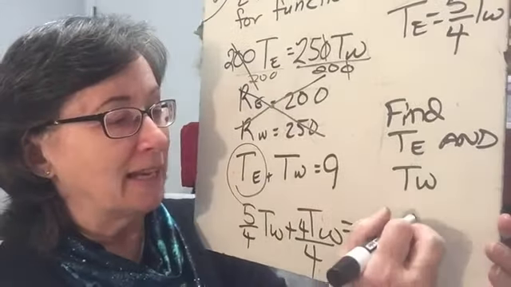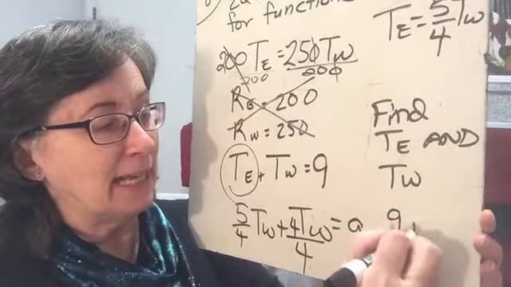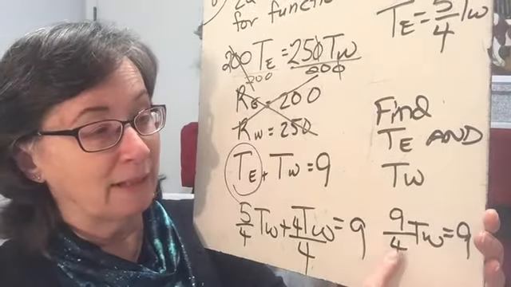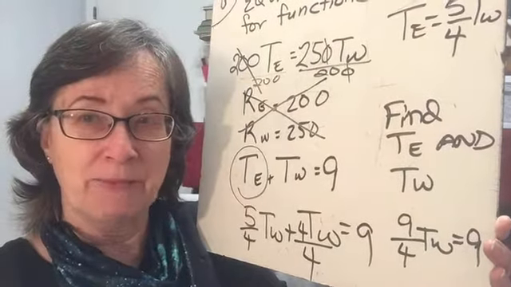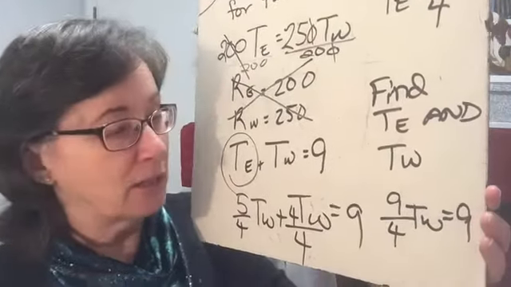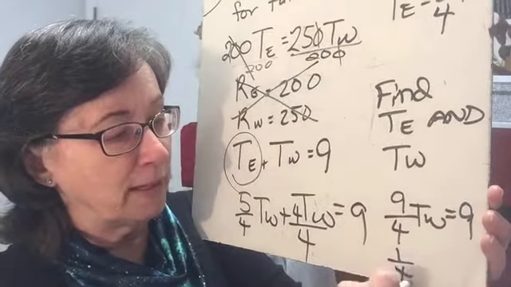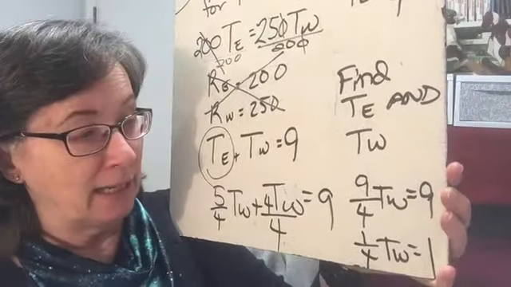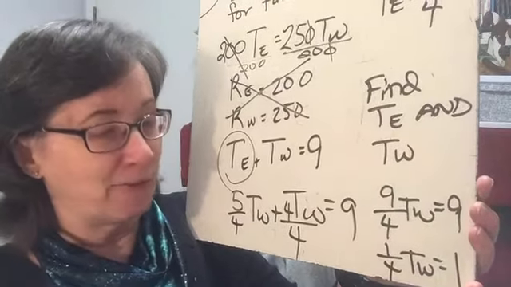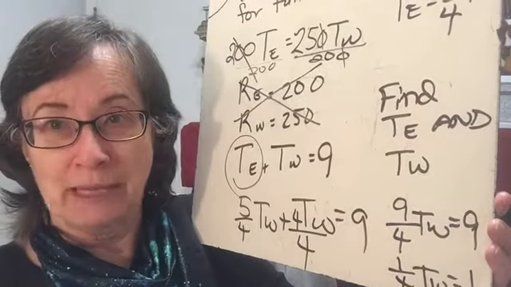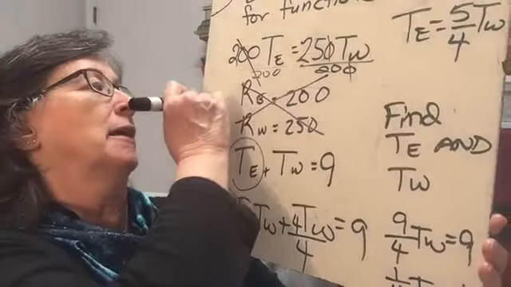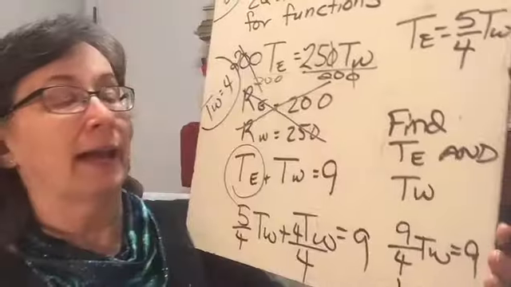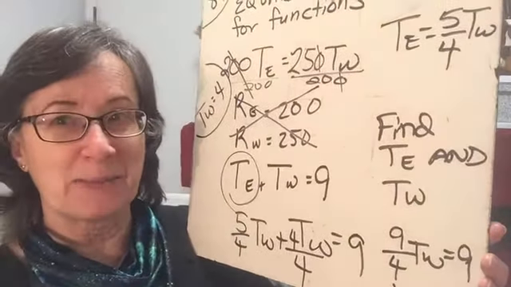So we have 9/4 T sub W equals 9. Well, can we get rid of the 9s? Can we divide both sides by 9? So then we get 1/4 T sub W is 1. I divided both sides by 9. Well, now I'm going to multiply both sides by 4, and I'm going to get T sub W equals 4. So T sub W equals 4. Okay, so now let's go back and start substituting in.